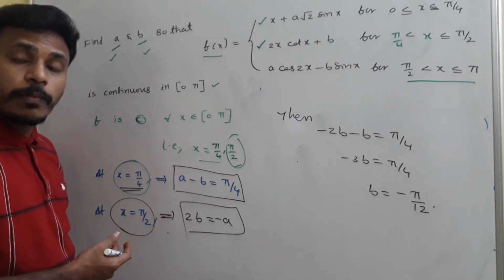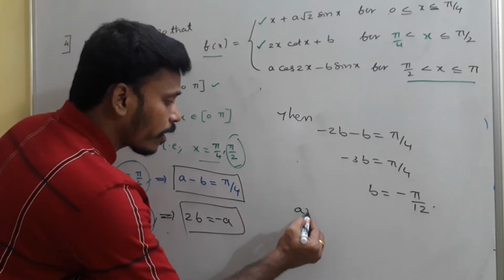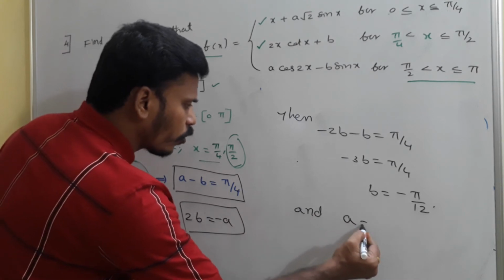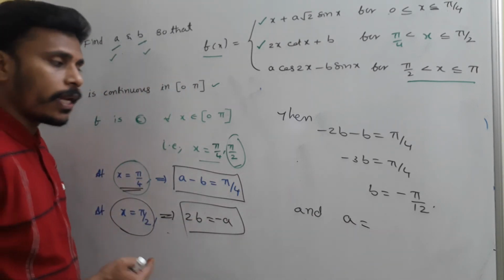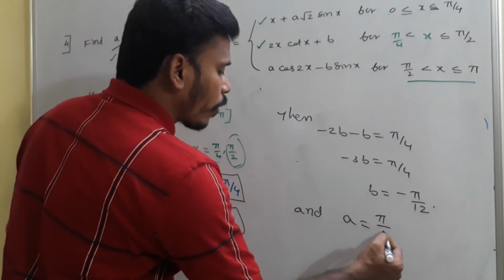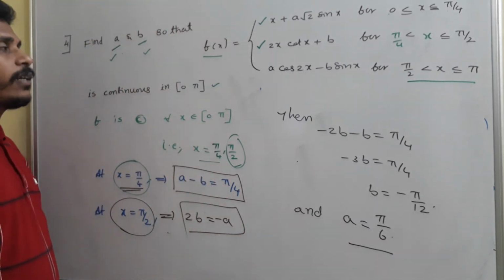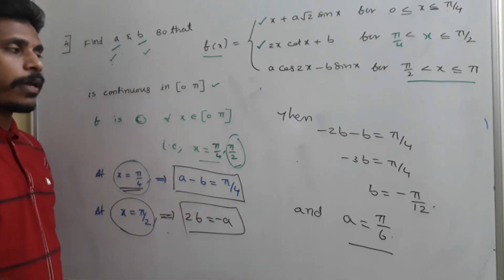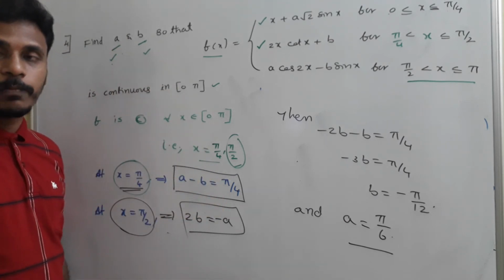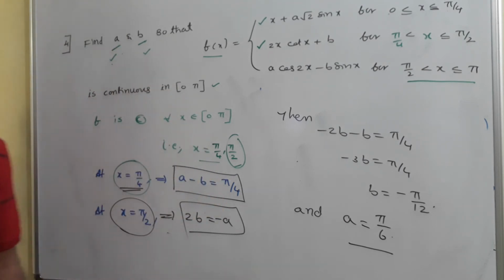Since b value is minus pi by 12, what to say about the a value? A is equal to minus 2b, right? Minus will get cancelled, and pi by 12 into 2 means pi by 6 is the a value. So at the end, the value of a is pi by 6 and the value of b is minus pi by 12. Just have a look.